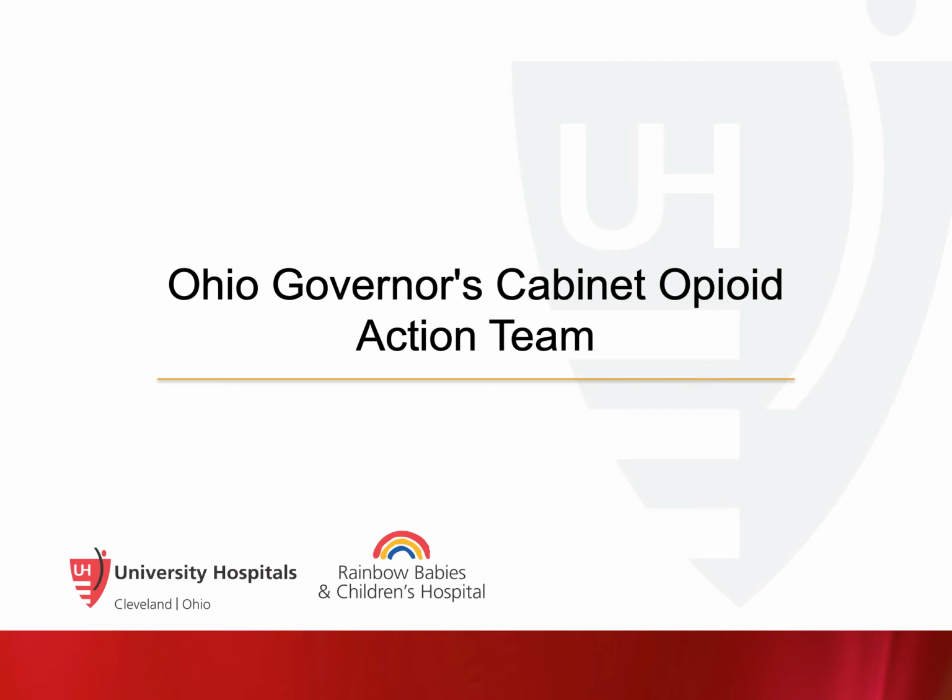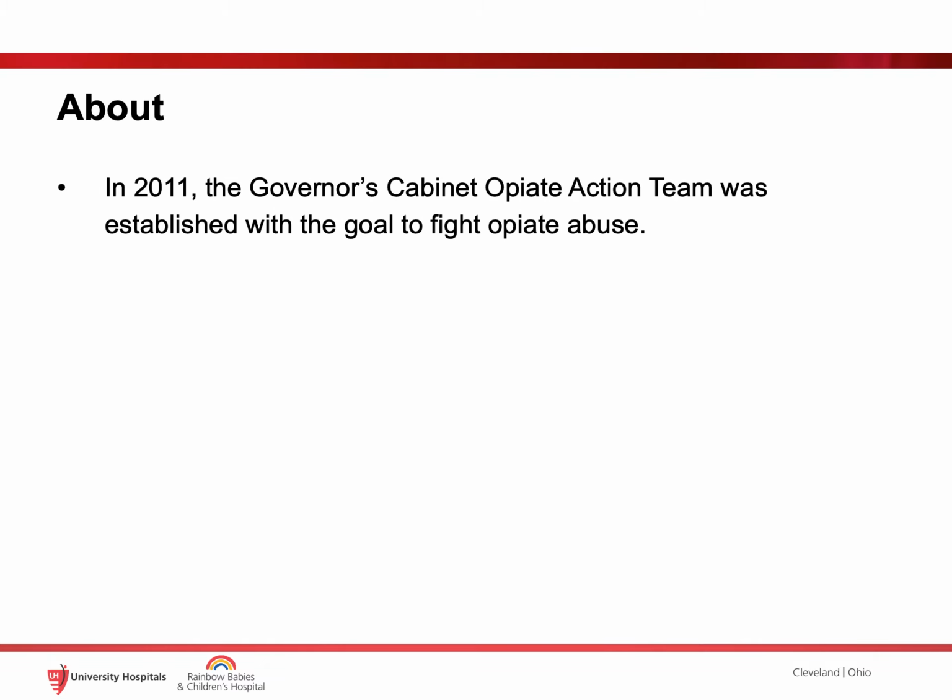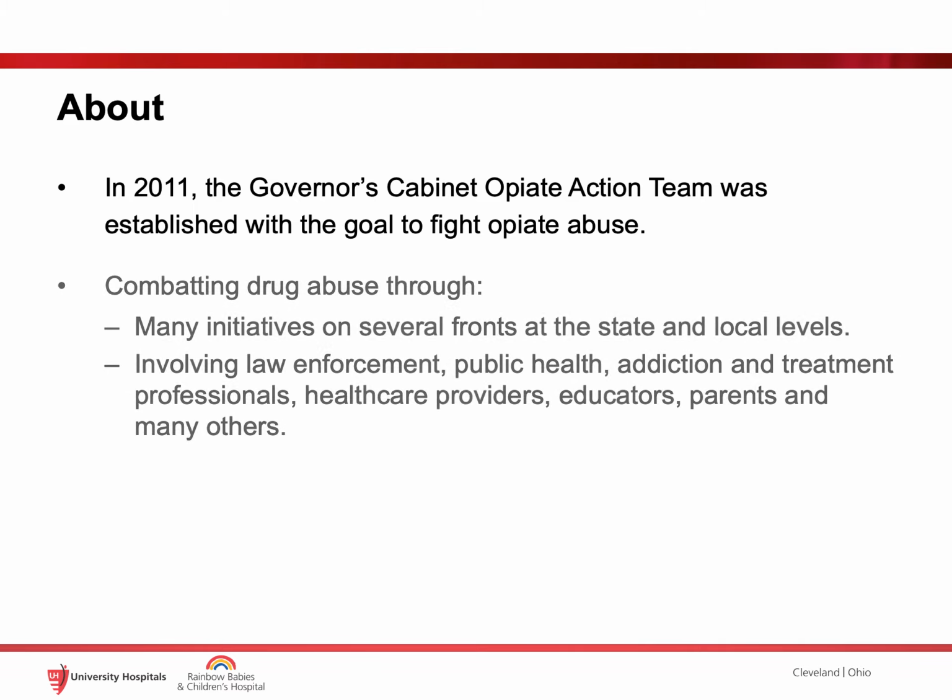So the Ohio Governor's Cabinet Opioid Action Team. The Governor's Cabinet Opioid Action Team was established in 2011 with the goal of fighting opioid abuse. And this cabinet consisted of healthcare providers, law enforcement, addiction and treatment professionals, educators, parents, and many others.